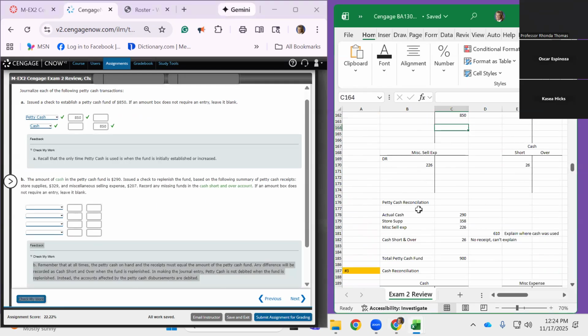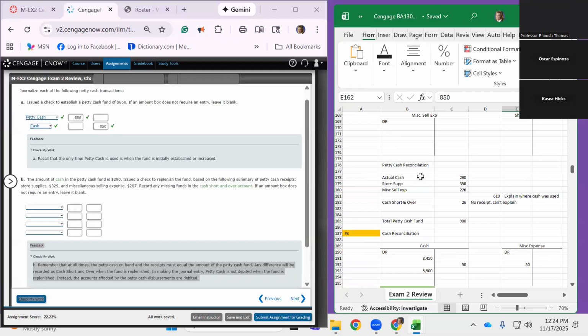So now we're going to reconcile it, right? So let me get rid of what I have here. All right, petty cash reconciliation. Okay, it says that the amount of cash in the petty cash fund is $290. Well, we're supposed to get up to 850. Okay, 850 is our total petty cash fund. It says that we spent $329 on store supplies and miscellaneous 207. Okay, so this adds up to 560.